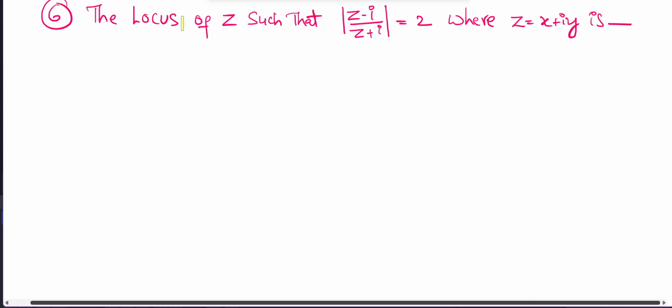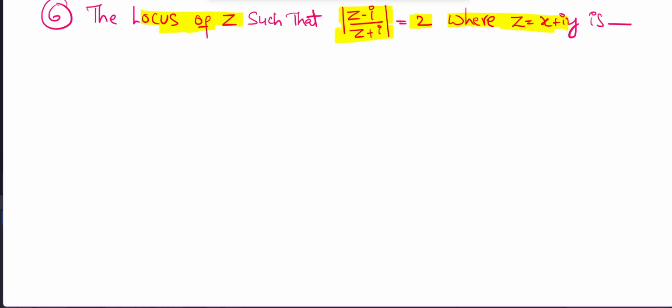This is the sixth question from complex numbers. The locus of z such that the modulus of (z minus i) by (z plus i) is equal to 2, where z is equal to x plus iy. Now we find the locus of this. Here it is given: modulus of (z minus i) by (z plus i) is equal to 2. From this, mod of (z minus i) is equal to 2 into mod of (z plus i).